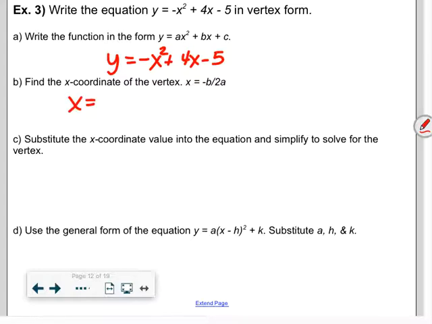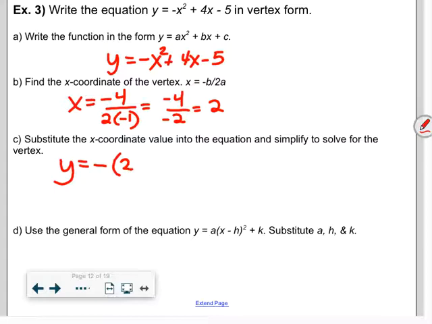So we're going to do x equals negative b over 2 times the a value. So that'll be negative 4 over 2 times negative 1. So that's negative 4 over negative 2, so that's positive 2. Letter C says substitute the x-coordinate into the equation to find the y. So this is going to go negative parenthesis 2 squared plus 4 times 2 minus 5.